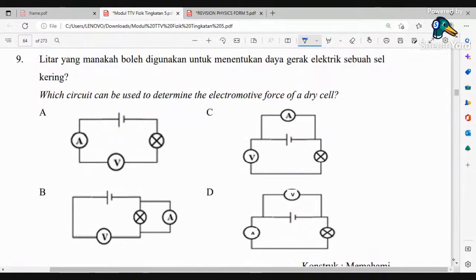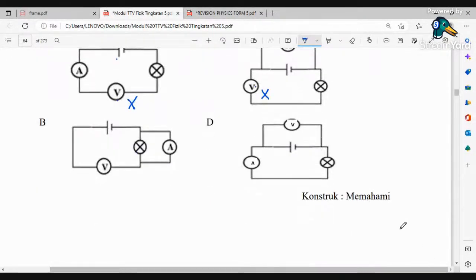Number 9, which circuit can be used to determine electromotive force of a dry cell? Okay, we check the connection. Okay, the dry cell, the voltmeter here is connected in series, wrong. Voltmeter must be parallel. You connect it across the battery or across external resistors. This one you can see the voltmeter is also connected in series, cannot. Okay, this one also cannot.